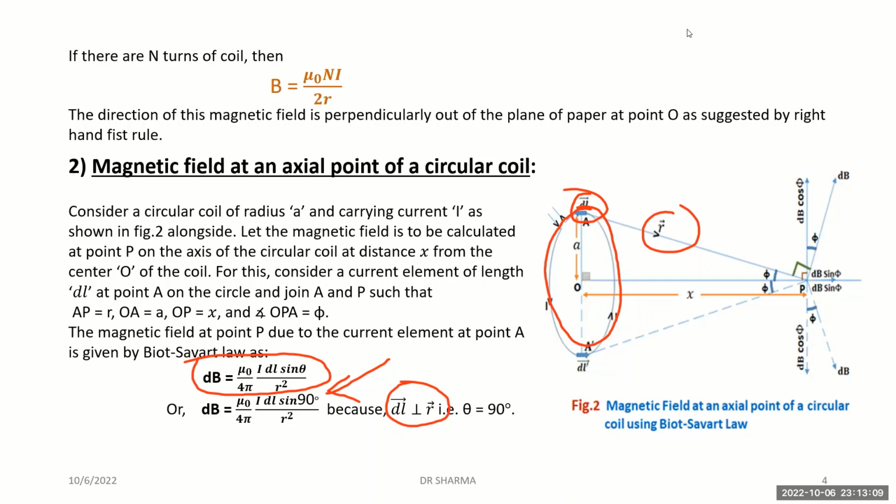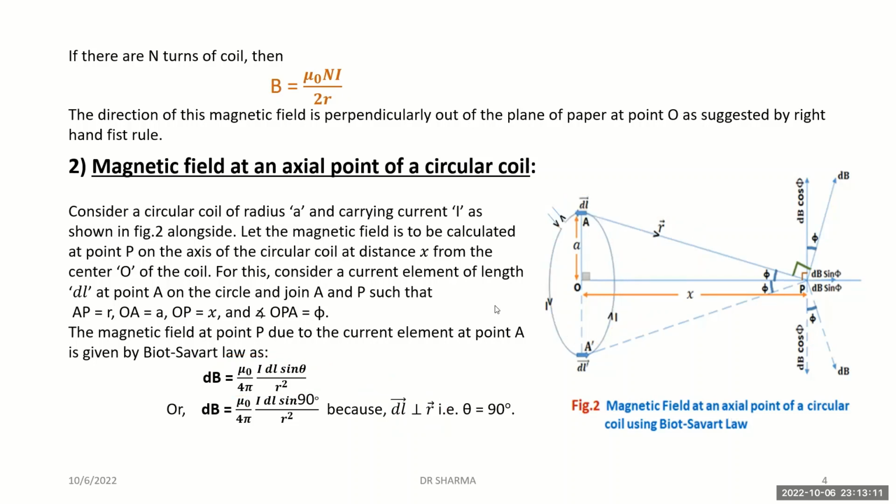Now after substituting this value, we get the simplified form in equation 1. dB is equal to I dl upon r square, and the constant term is mu naught by 4 pi.